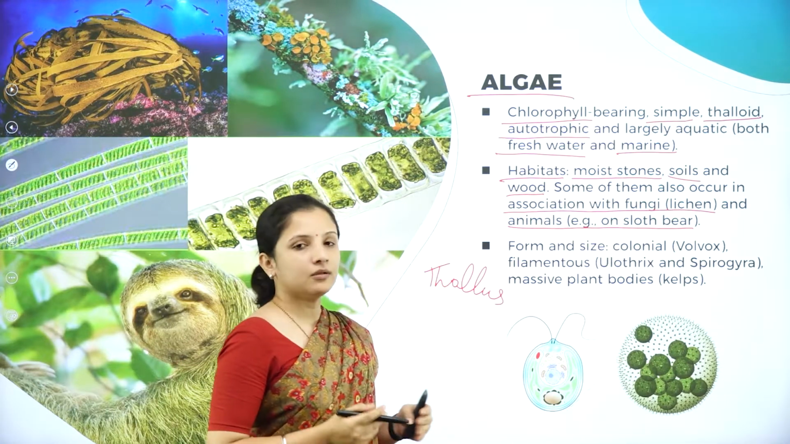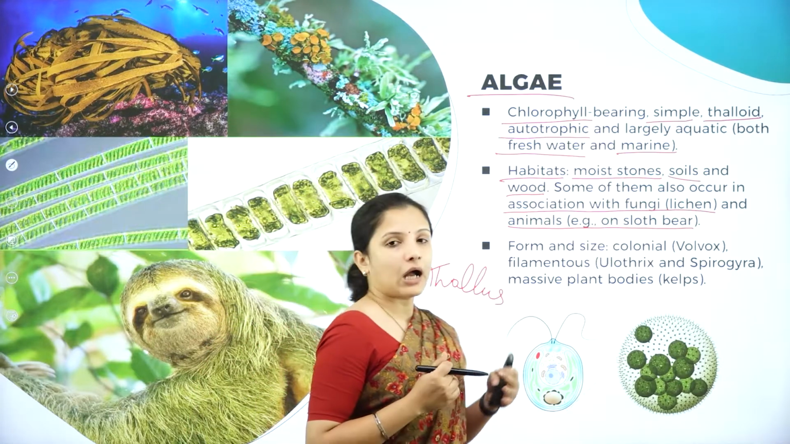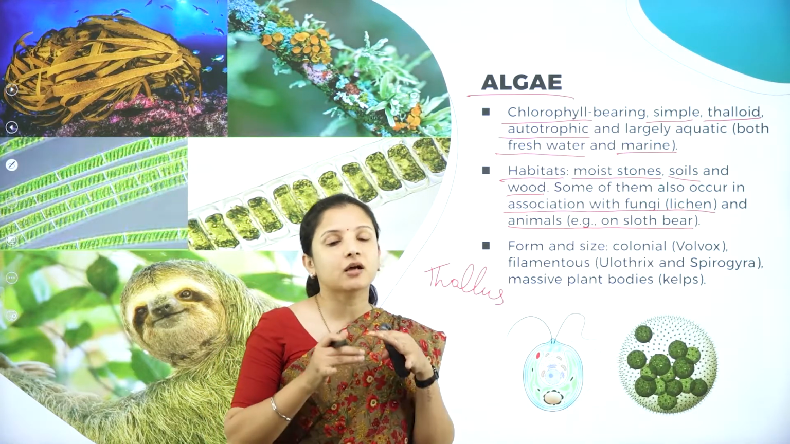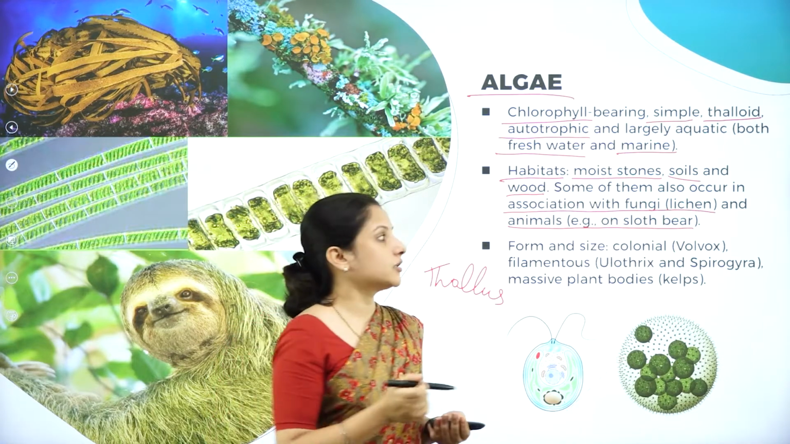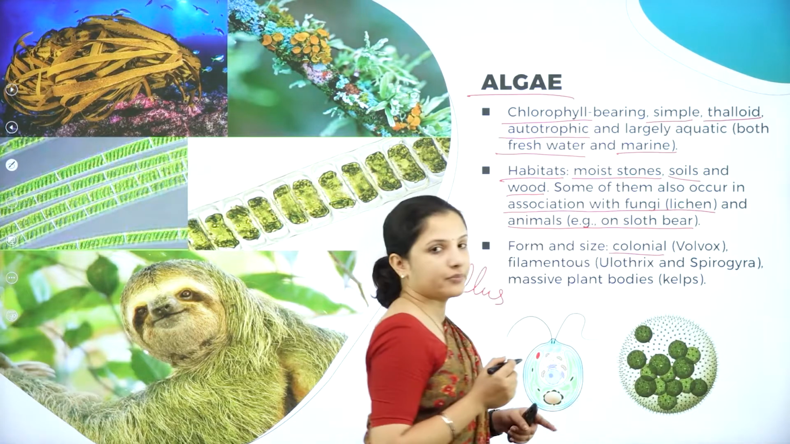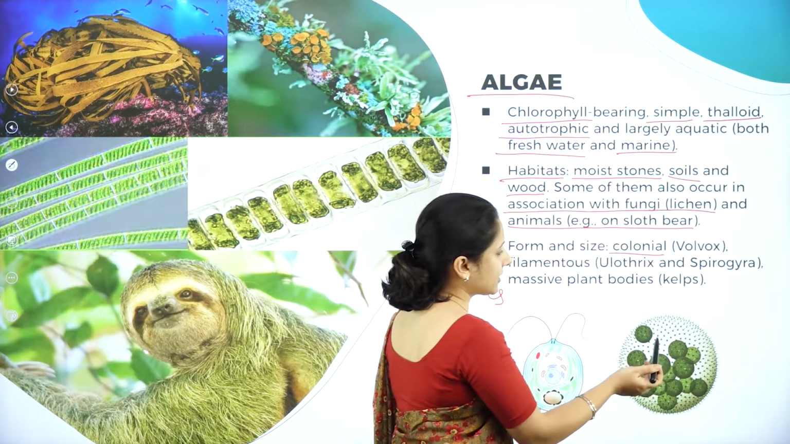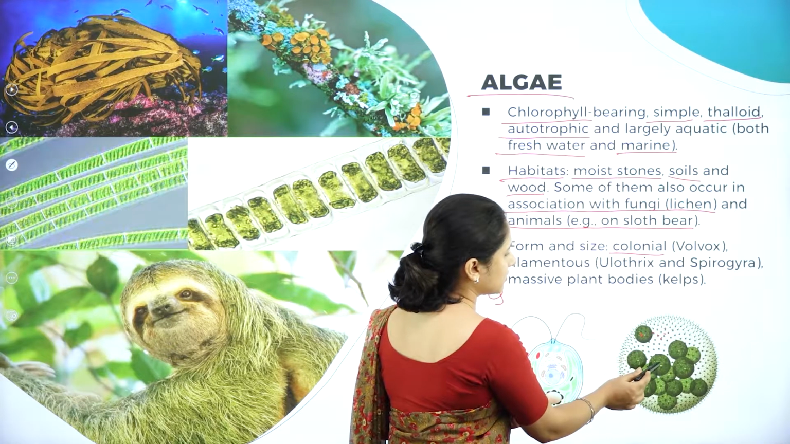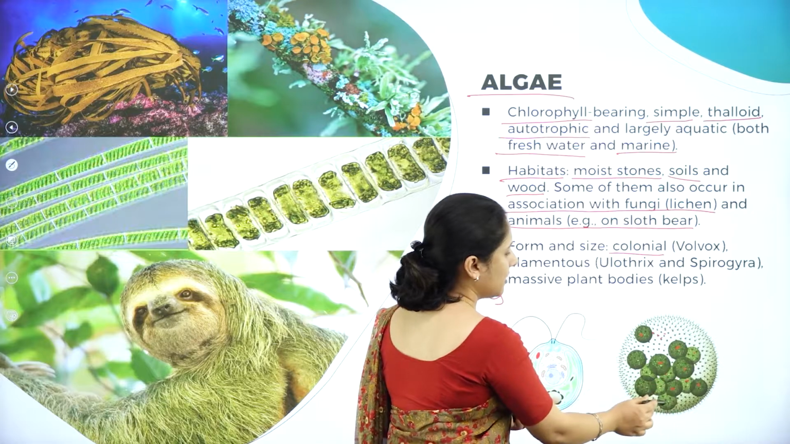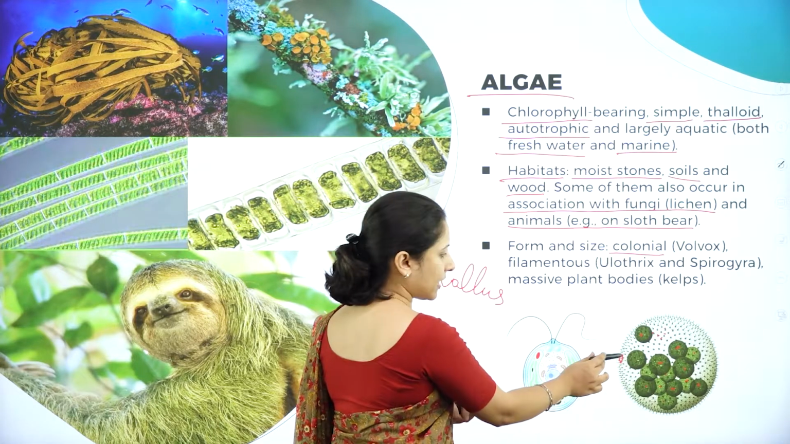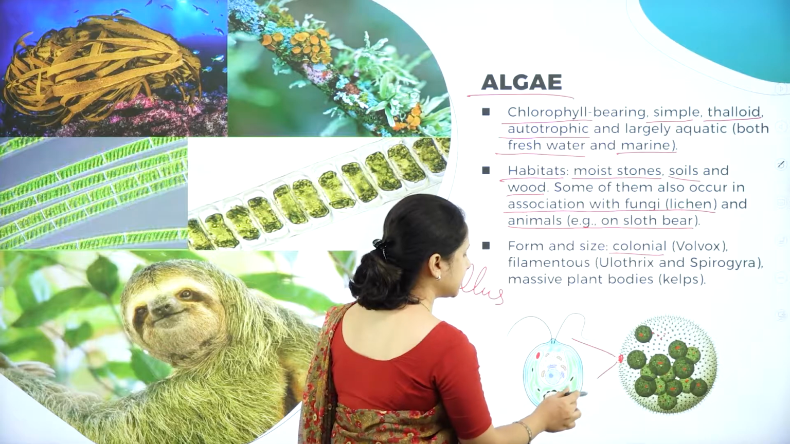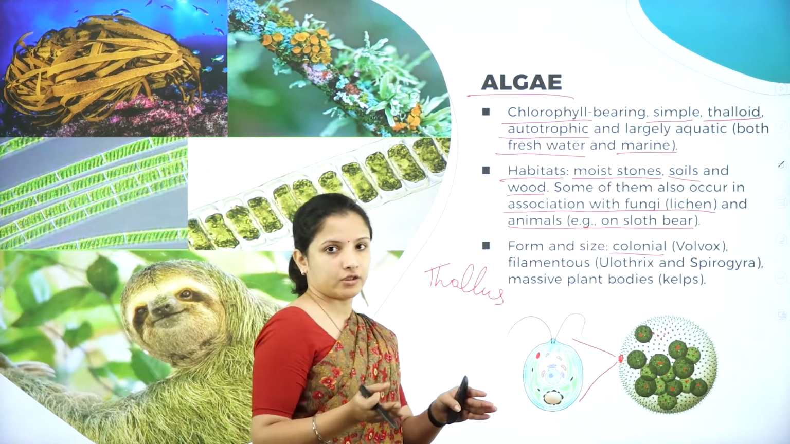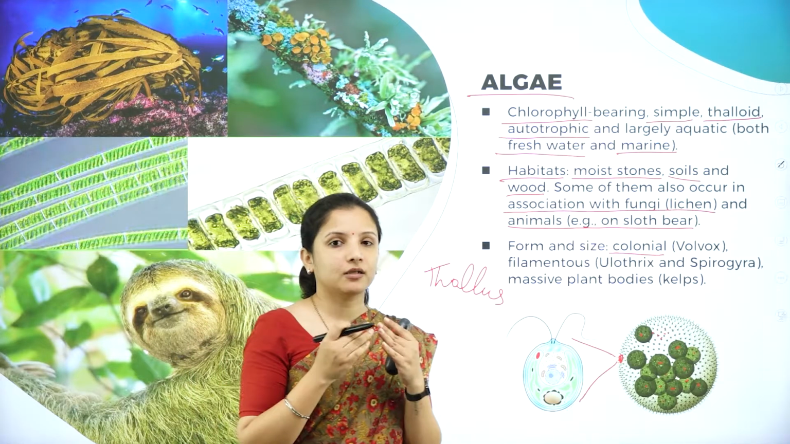When it comes to the form and the size, algae can be colonial. Colonial means they can occur in groups, in colonies. The best example is Volvox. Don't get confused. Here different Volvox are present. These are single organisms, but they occur in groups like this. One single Volvox, if you observe, is how it will look. Each individual Volvox forms a colony.